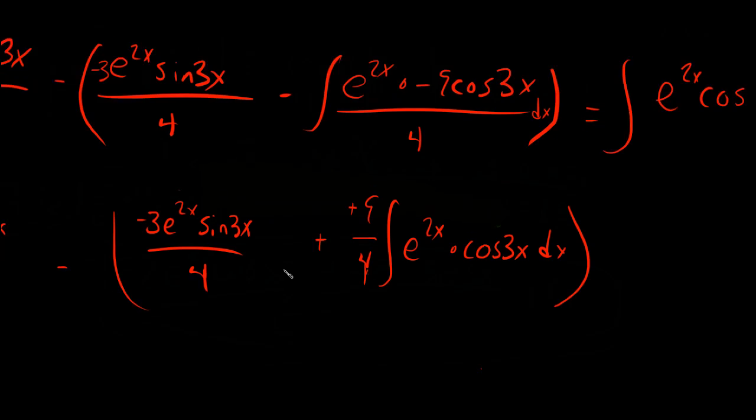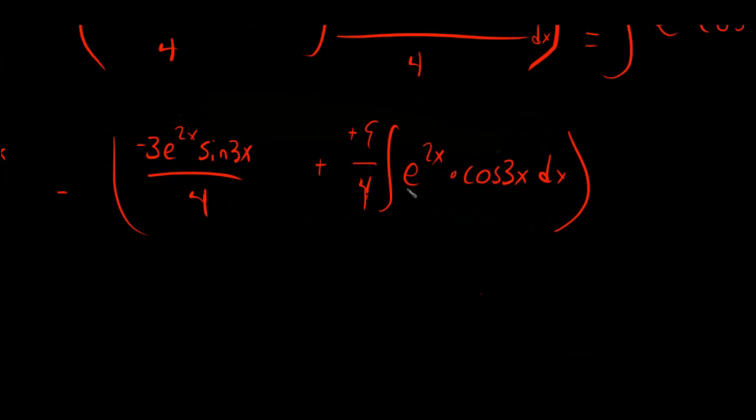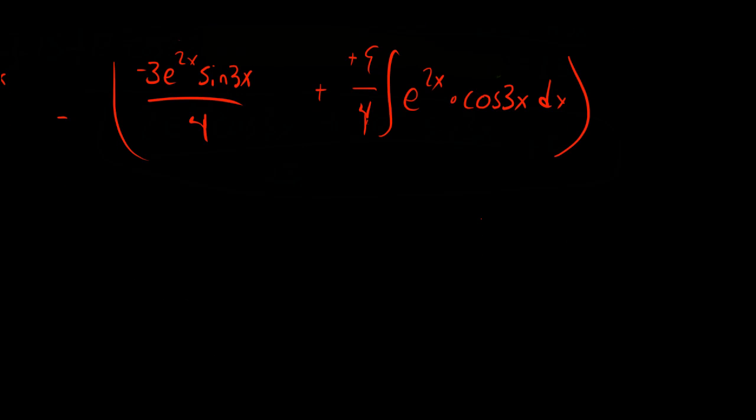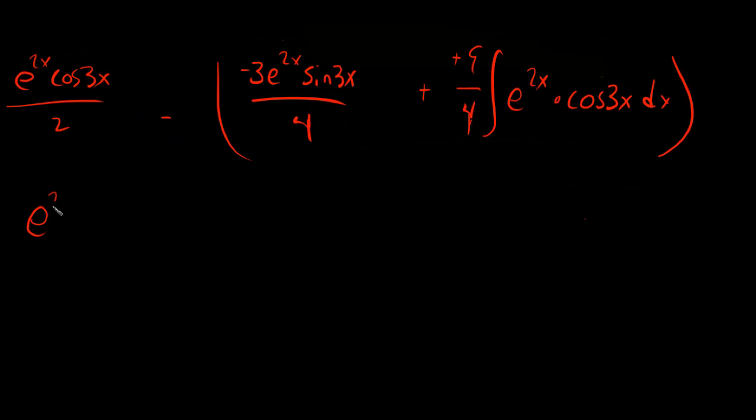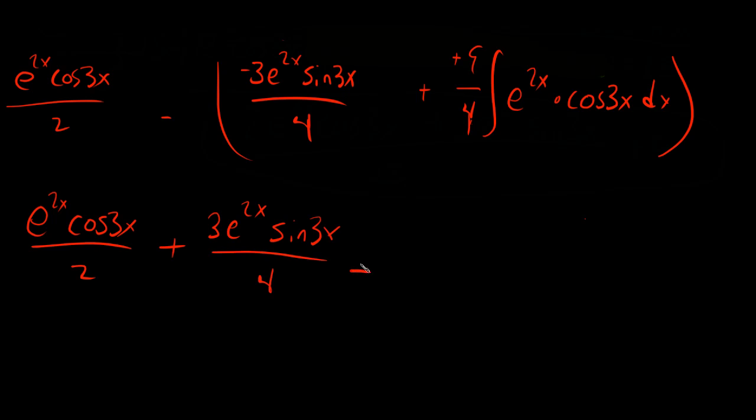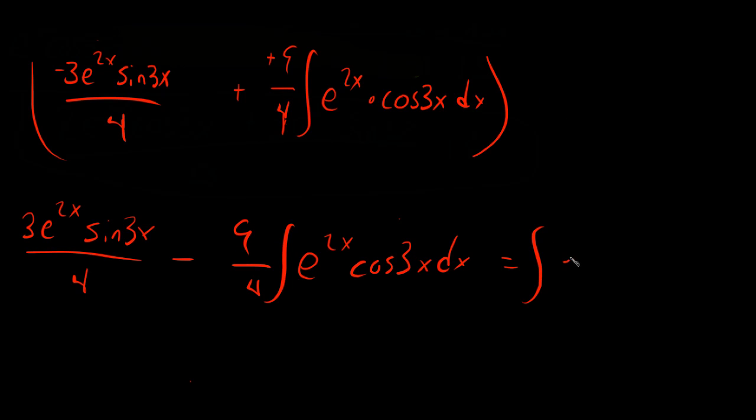Well, I just want to distribute this negative real fast, because we can't move this over to the other side unless we distribute this negative. So let me just do that real fast. E to the 2x cosine 3x over 2 plus 3x squared sine 3x over 4 plus or minus 9 over 4 integral of e to the 2x cosine 3x dx is equal to integral of e to the 2x cosine 3x dx.